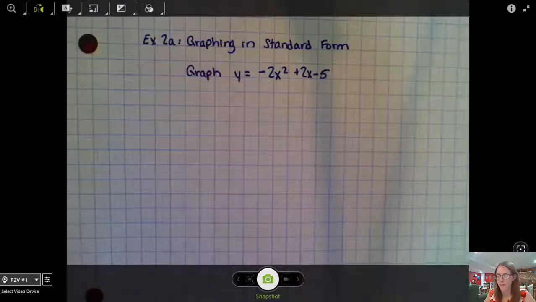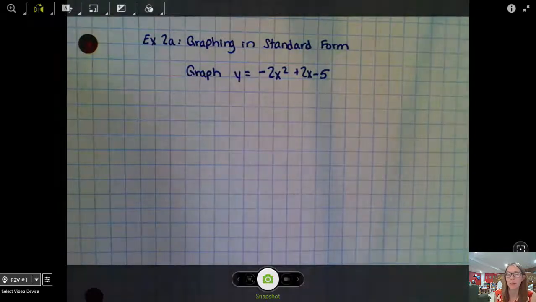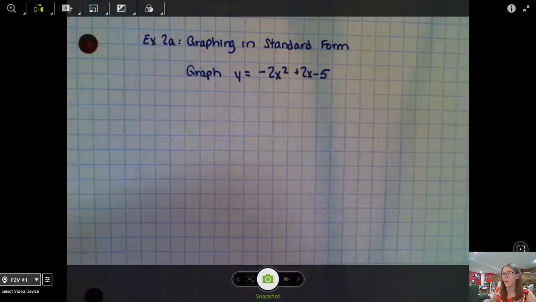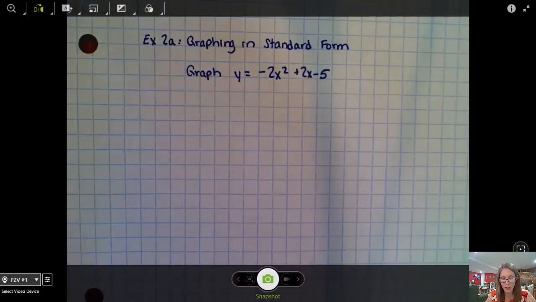Just like we can graph our parabolas in vertex form, we can also graph in standard form. And the process is very, very similar. I guess our main difference, and really the only difference, is how we get that first point on our parabola, how we get that vertex, which now we know how to do in standard form.